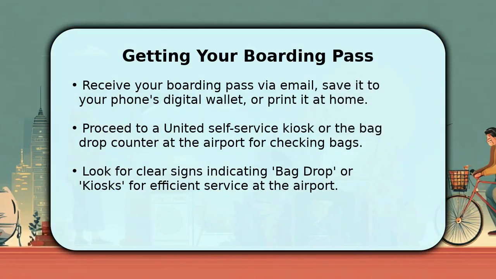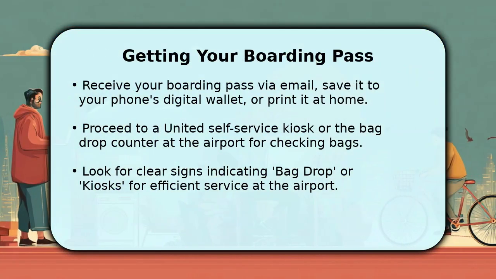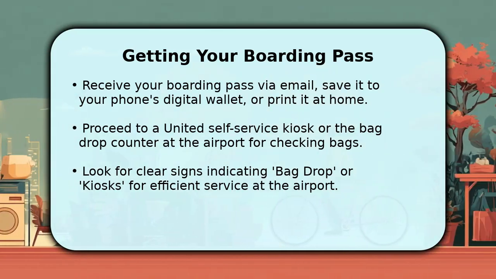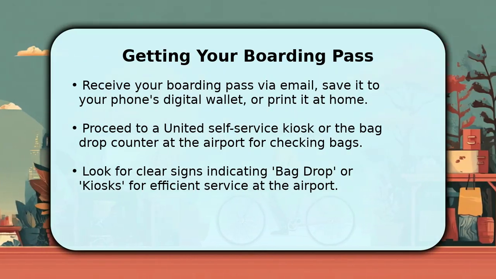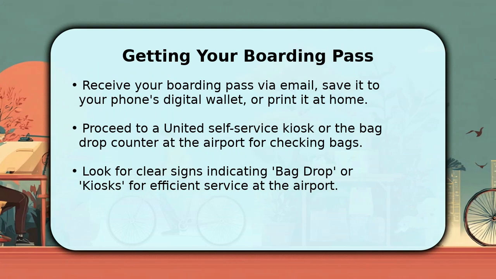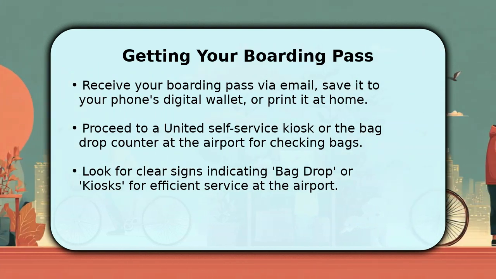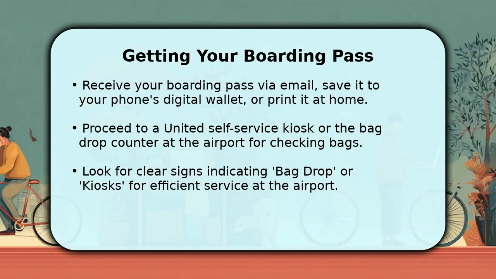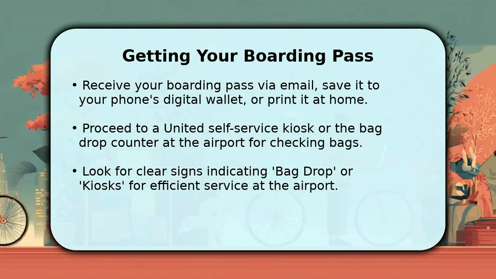After confirming your details, you will receive your boarding pass. You can opt to have it sent to your email, save it to your phone's digital wallet, or print it at home. If you have bags to check, proceed to a United self-service kiosk or the bag drop counter at the airport. Look for signs pointing to bag drop or kiosks for efficient service. Make sure your luggage is properly tagged.